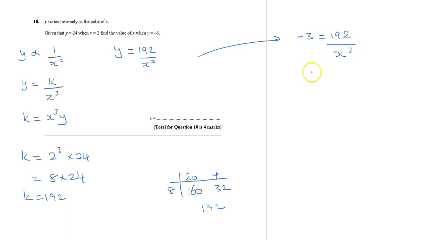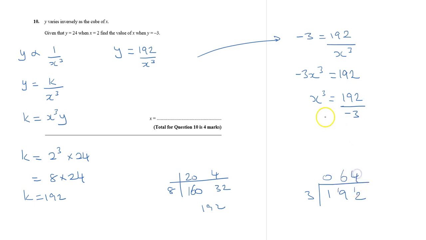So if I multiply up, I get minus 3x cubed is 192. Therefore, x cubed is 192 divided by negative 3. Now, again, 192, let's put 3 in, and then if you divide by negative, the answer will be negative. So 0, 6, 4. So x cubed is minus 64, therefore x is equal to minus 4. Because minus 4 times minus 4 is 16, times minus 4 is minus 64.